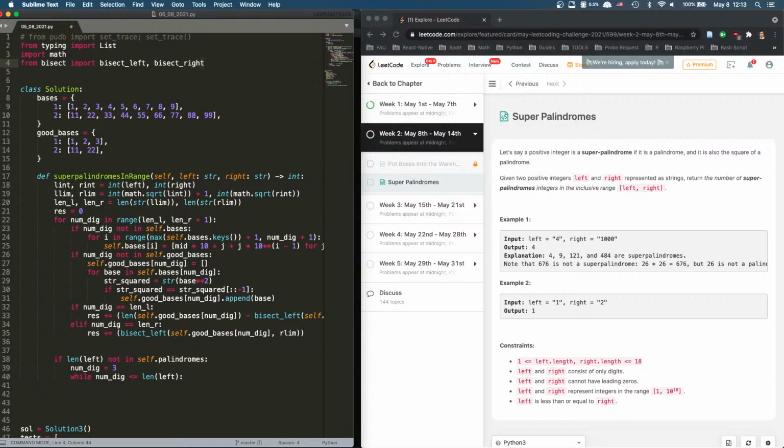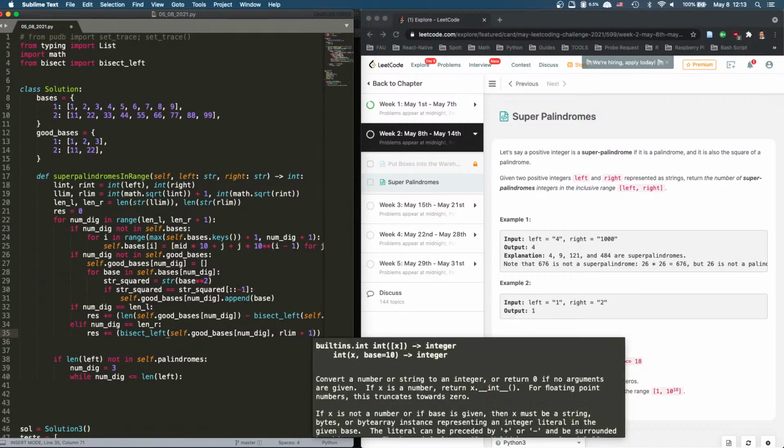I think both bisect left and bisect right to make it easier. So actually I just realized we can do rlim plus 1. That's bisect right. Let's do that. So instead of doing bisect right, we can use bisect left, but just be a little bit trickier. Instead of doing this, we can do plus 1, right? When we do plus 1, it's always ending on the next one, and if it's the same, we'll always be on this.